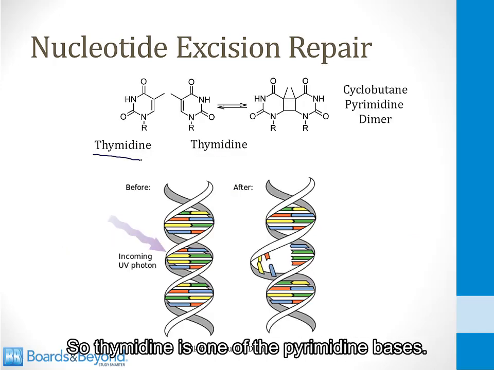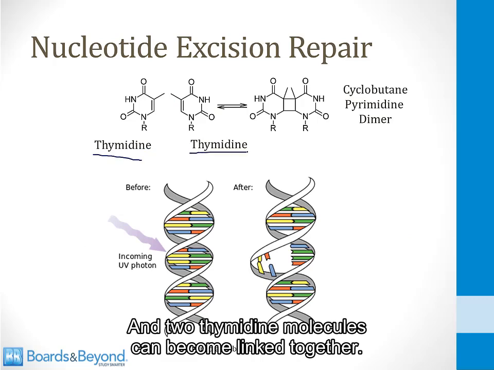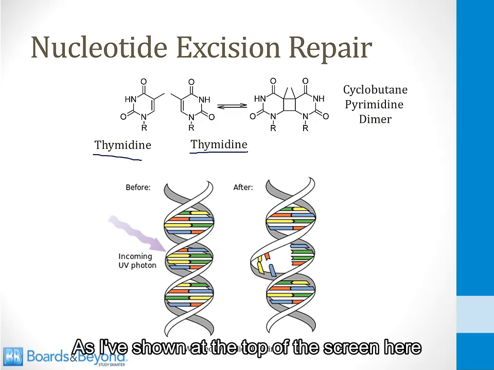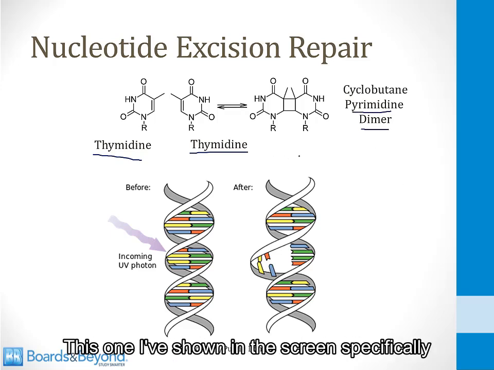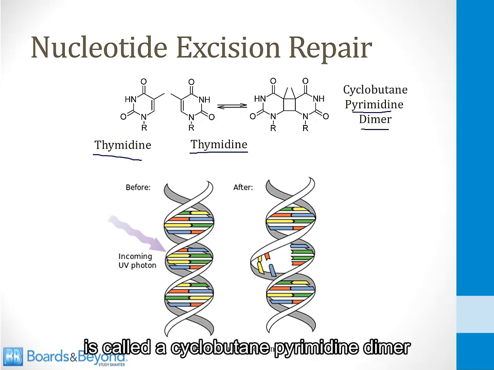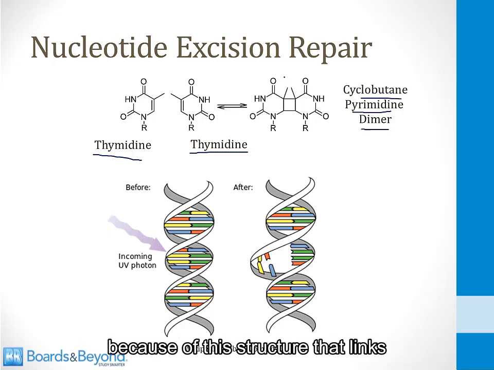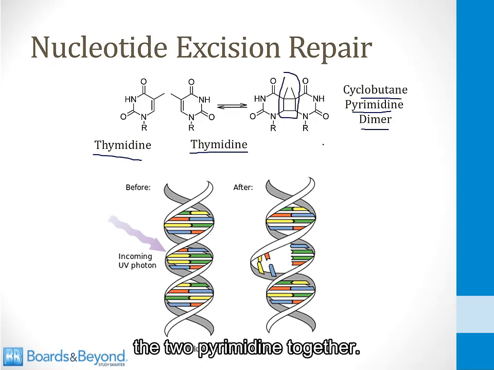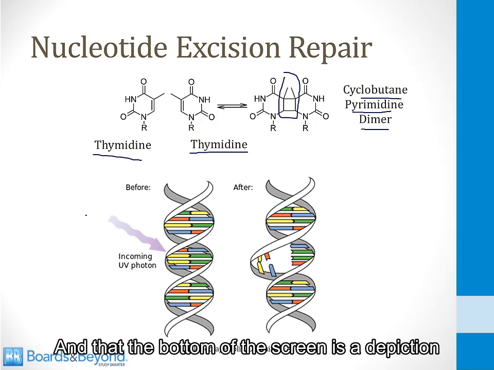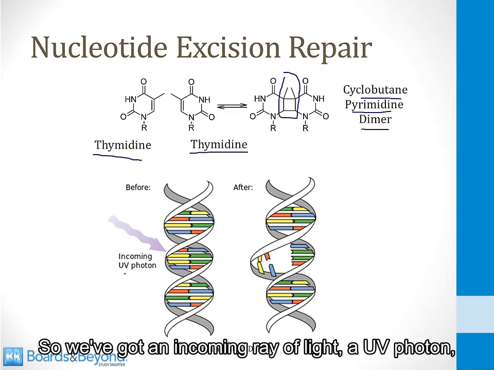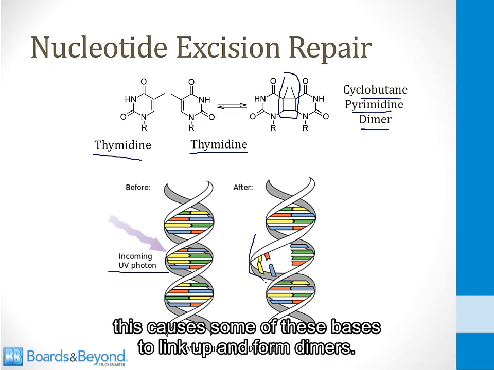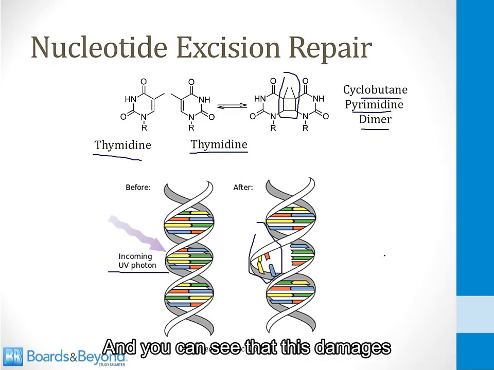So thymidine is one of the pyrimidine bases, and two thymidine molecules can become linked together, as I've shown at the top of the screen here. This forms what's known as a pyrimidine dimer. This one I've shown on the screen specifically is called a cyclobutane pyrimidine dimer because of this structure that links the two pyrimidines together. And at the bottom of the screen is a depiction of what can happen to the double strand of DNA when this occurs. So we've got an incoming ray of light, a UV photon. This causes some of these bases to link up and form dimers, and you can see that this damages and untwists the DNA molecule.